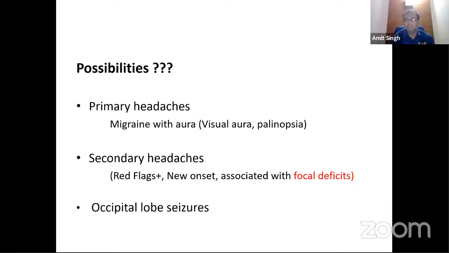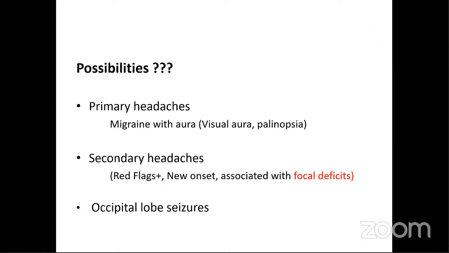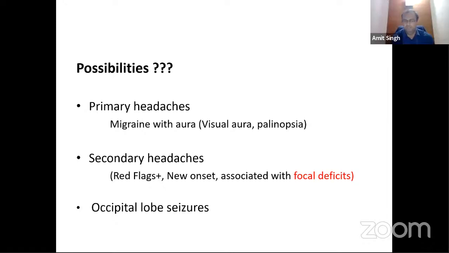So with this history, headache, visual symptoms, and one episode of tonic-clonic movement, there were a few possibilities for this headache. Obviously, the patient was treated as migraine. Primary headache was kept as a possibility by the other physician, and migraine with aura could be a possibility with the visual auras present in the patient, though palinopsia is rare in migraine, but it can be seen in migraine also. The next possibility was obviously secondary headache, because red flags were present, new onset of the headache was there, and the patient had some focal deficits.